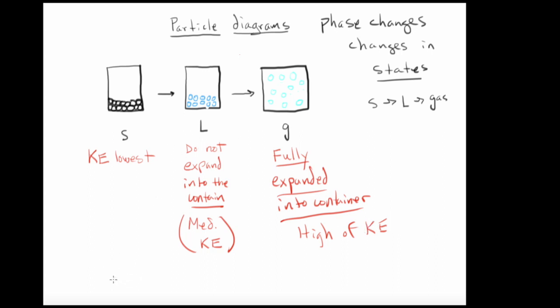And you could write this in math too. You could say that KE for the solid is going to be less than KE for the liquid, which is less than KE for the gas. All right. So the gas is fully expanded into whatever container it's in. The liquid has spaces between the particles, but it's still going to be a fairly compact material. And then the solid is going to be the most compact with the lowest kinetic energy. All right. Okay, with that, I'm going to complete the video.